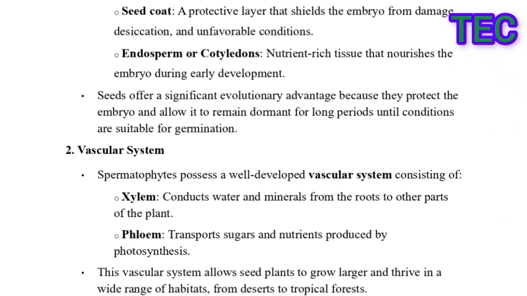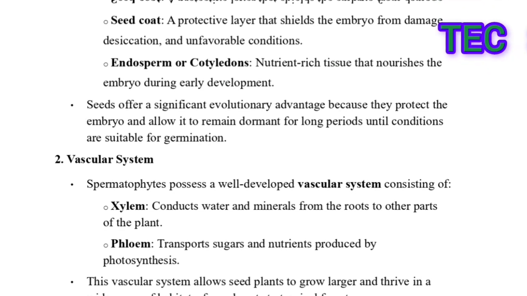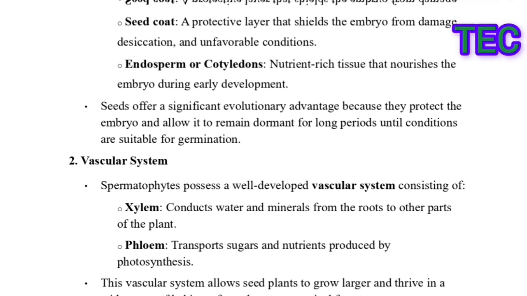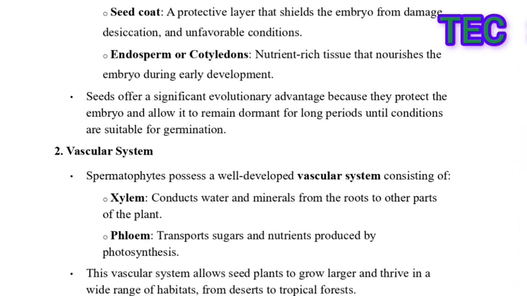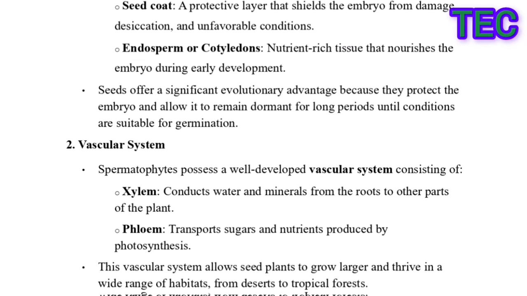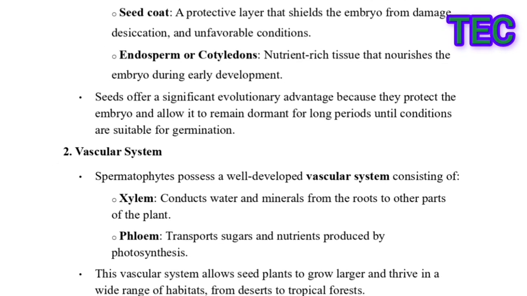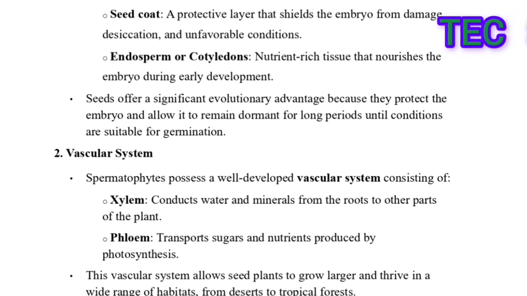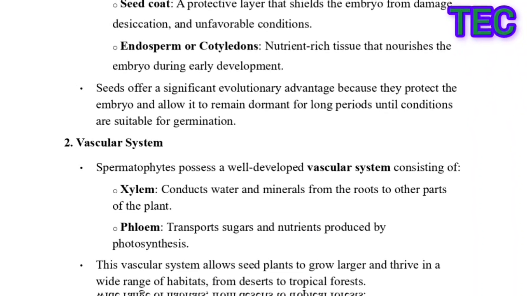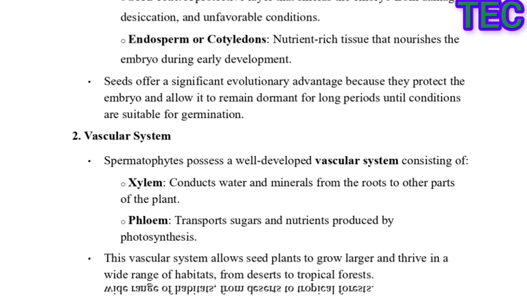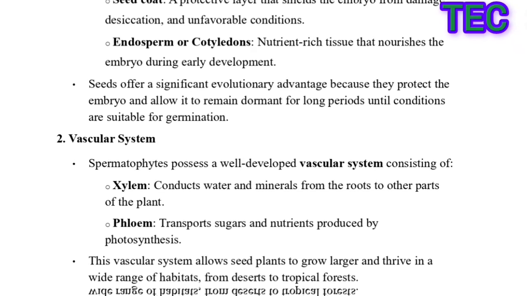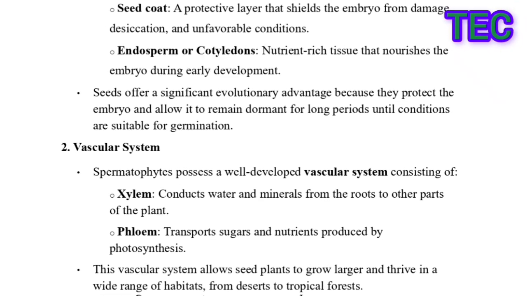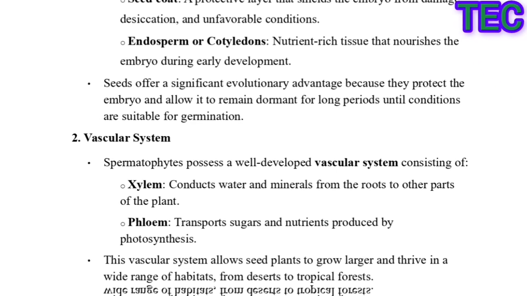Seeds offer a significant evolutionary advantage because they protect the embryo and also allow it to remain dormant for long periods of time until conditions are suitable for germination. And that's why when you harvest maize, you don't just plant after harvesting. You give that land time, since the seeds are able to stay dormant during that period until the favorable condition for that particular seed to be planted.